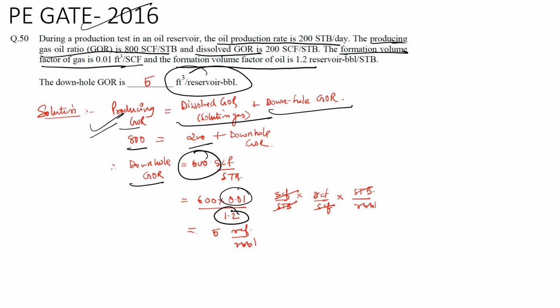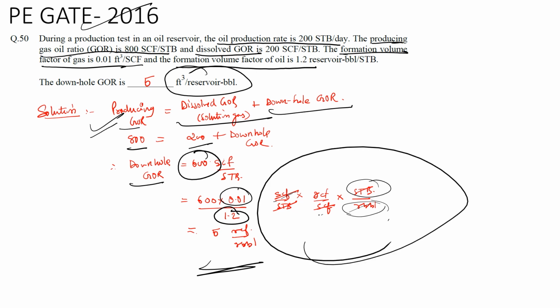On multiplying by Bg I will get RCF per SCF, that is reservoir cubic feet per SCF, and on dividing I will get reservoir barrel per stock tank barrel. So my final answer would be 5 reservoir cubic feet per reservoir barrel. Over here it's a very simple question, but we need to take care about the units which are given, and accordingly we need to do the conversion. Now let's move further.